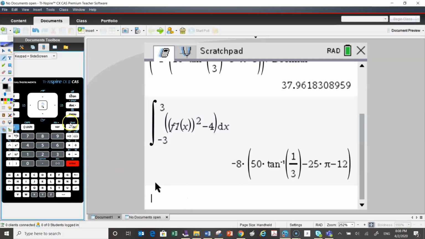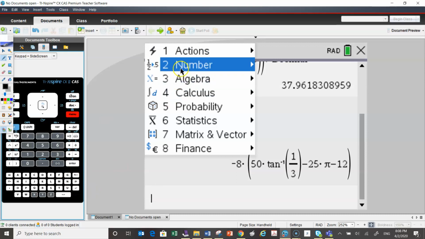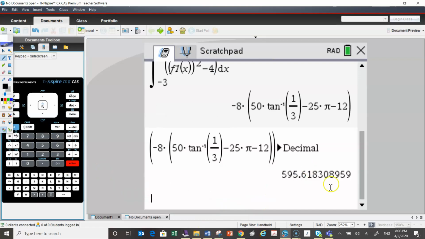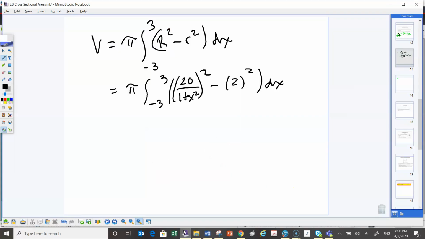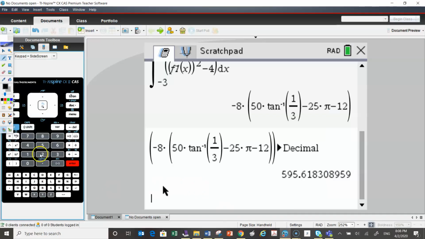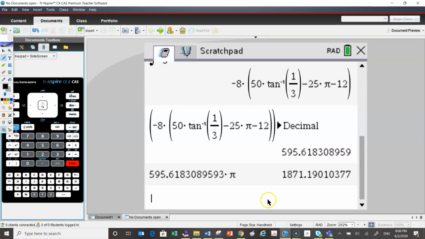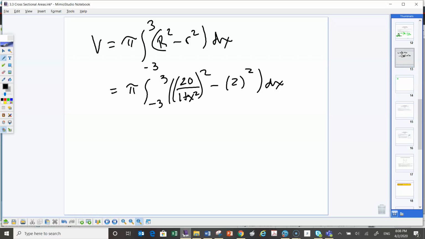And again, I get an ugly looking answer, but again, we can deal with that by converting it to a decimal. And it is 595.618. And maybe because we have the pi out front, we'll times that by pi right away because we're already rounding our answer. So times by pi, and my answer is 1871.190. So 1871.190 would be my answer to B.